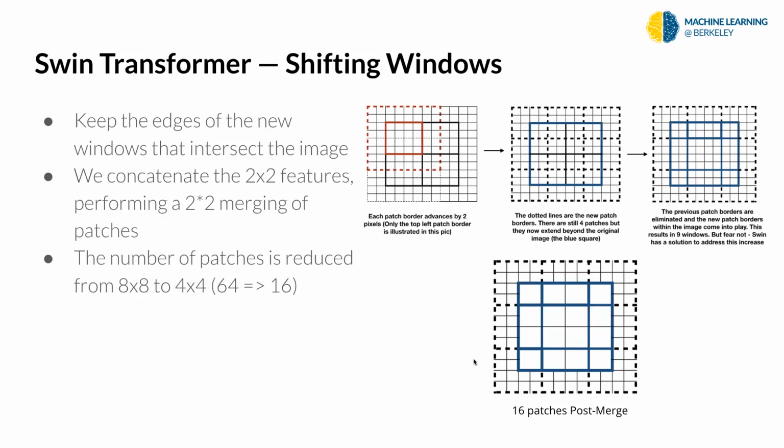And that's the premise behind the Swin transformer. As we move forward in layers, we're merging patches in each dimension, which reduces our number of patches by a factor of 4. So we've gone from 64 total patches in our image to 16 total patches.